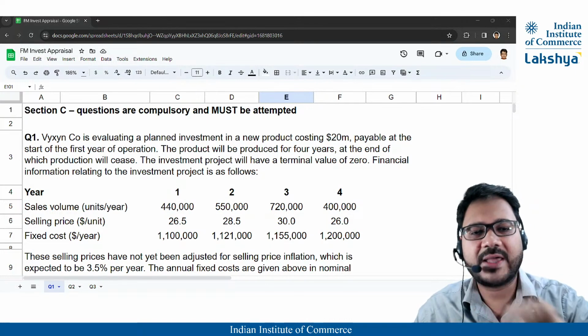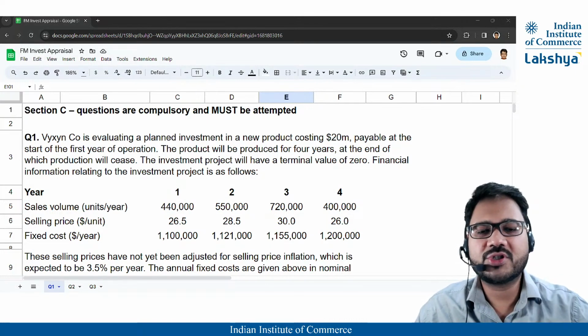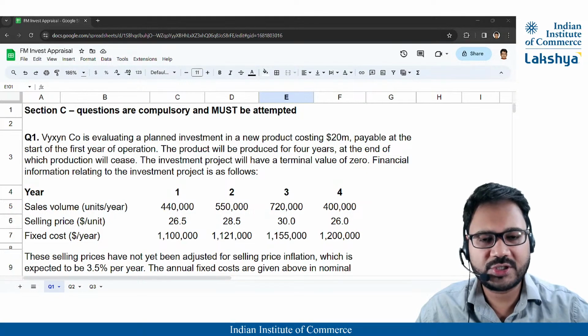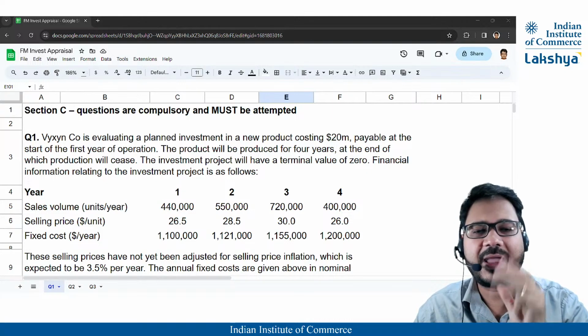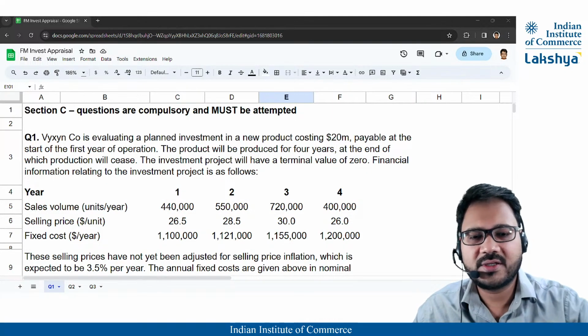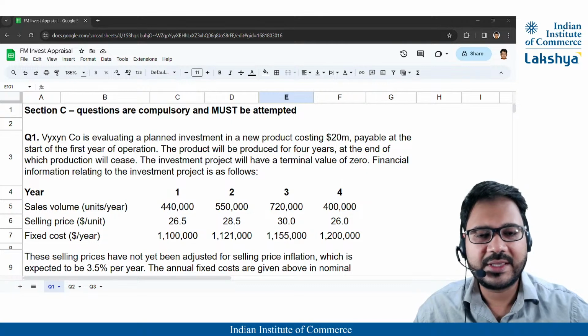So these are the three guaranteed topics on which you will get a Section C question: investment appraisal, working capital, and business finance. Right? So without any further ado, let's begin.